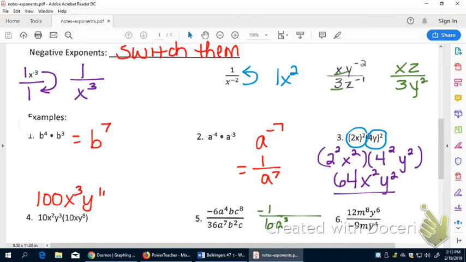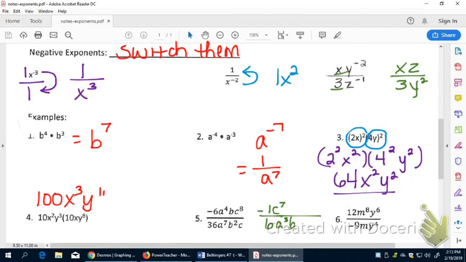Okay, look at the b's. We have a b on top and a b squared on the bottom. How many b's do you have left? 1 on the bottom. And look at the c's. We have c to the 8 and c. 7 on the top.